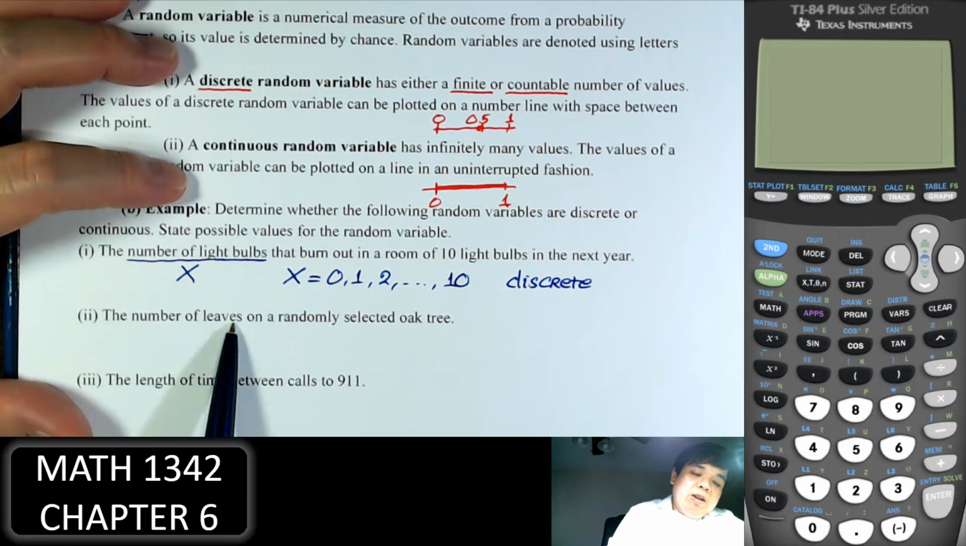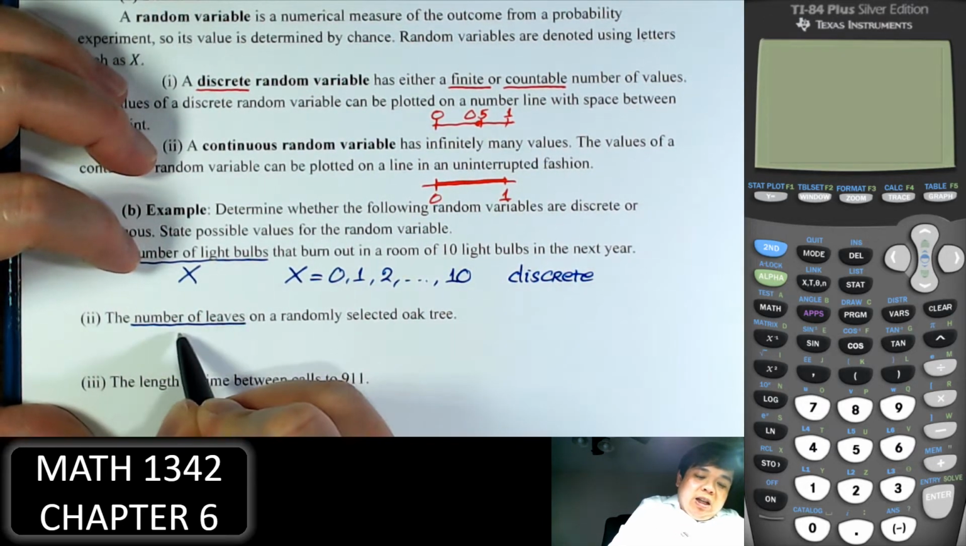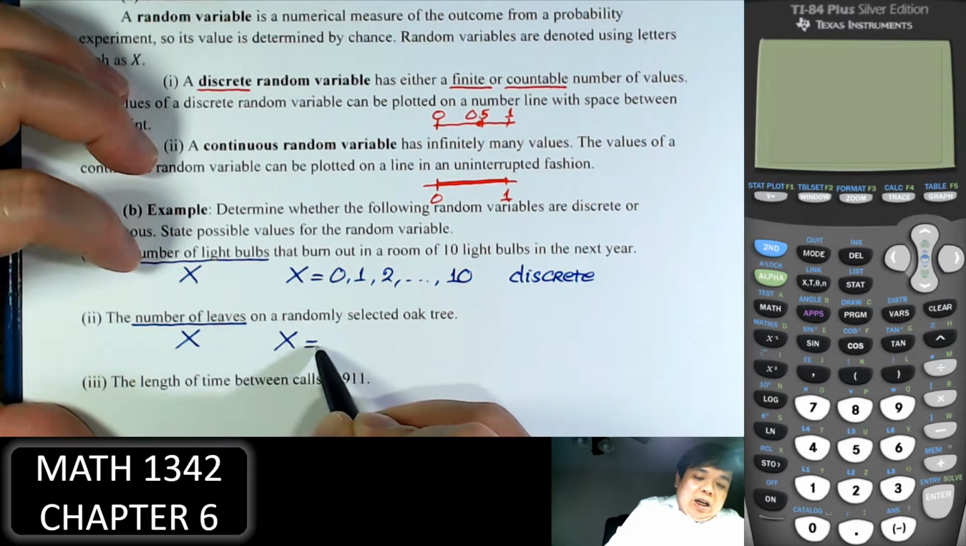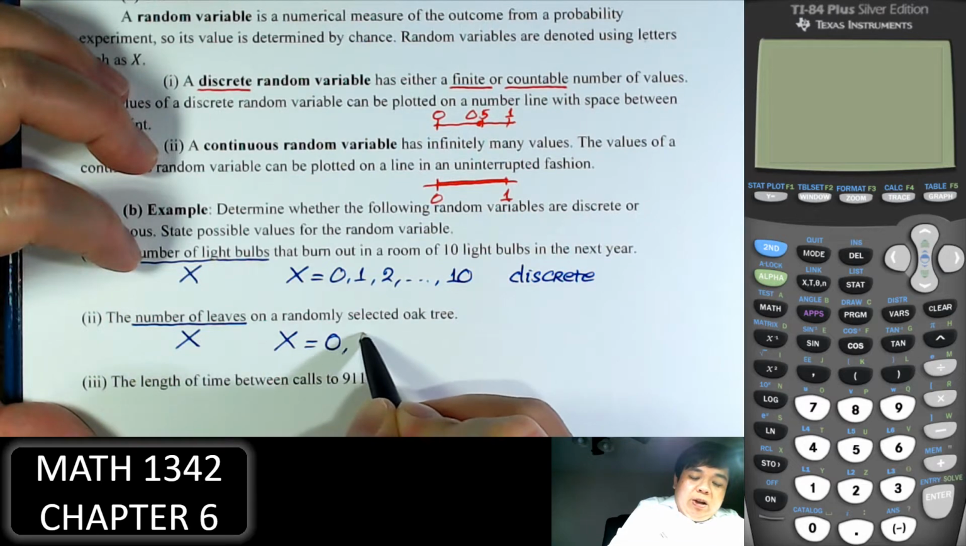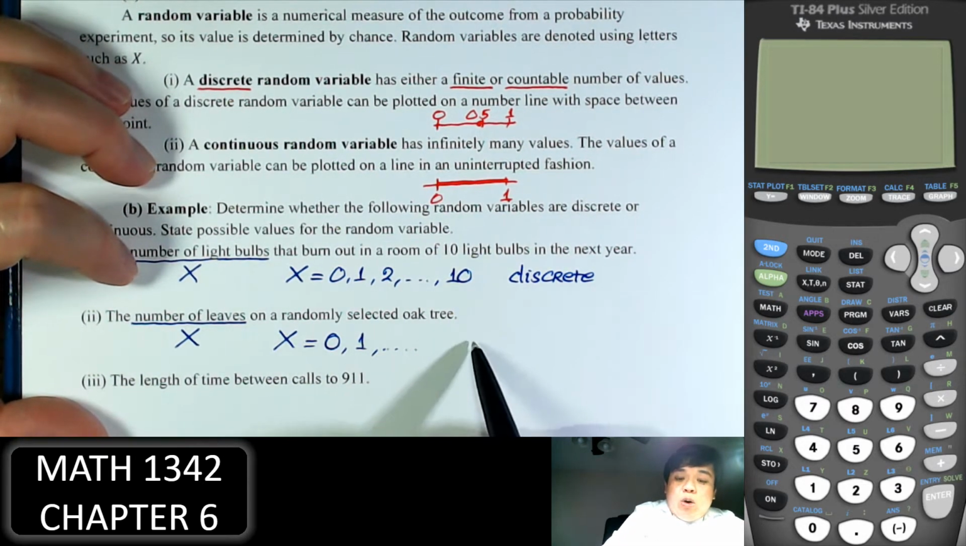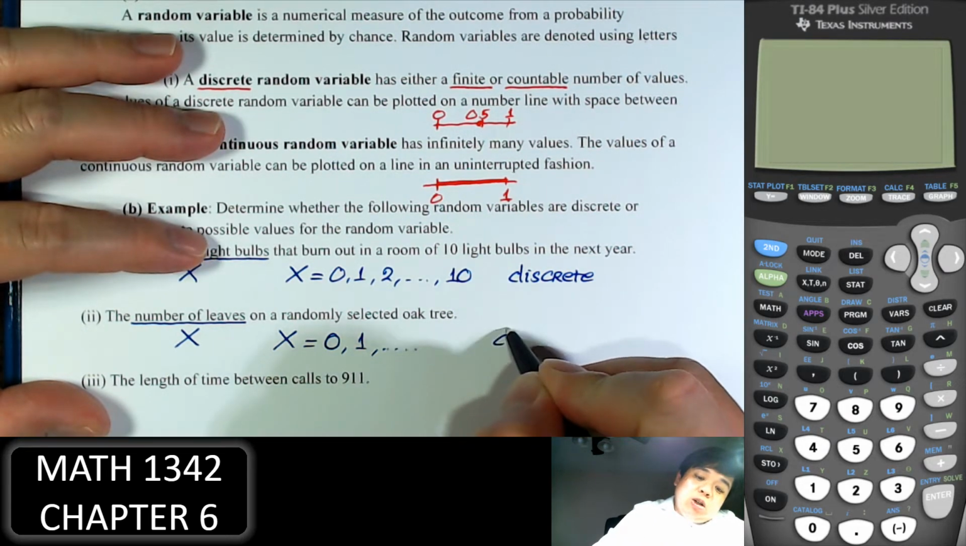The number of leaves of a randomly selected oak tree. Again, if we let the number of leaves be x, it could be no leaves, 1, and so on. The number might not go to a very high value, but it is still going to be discrete.